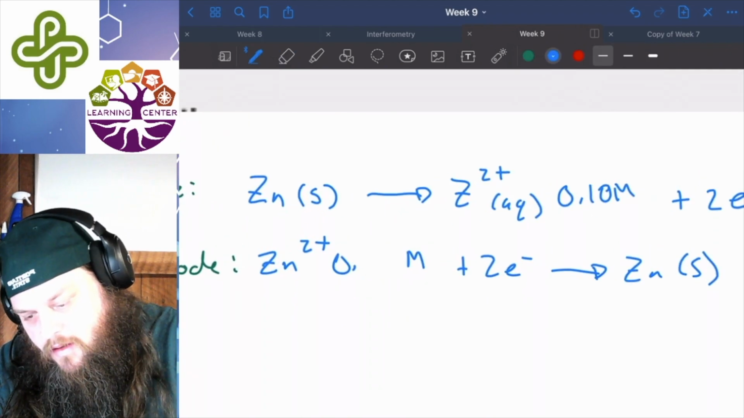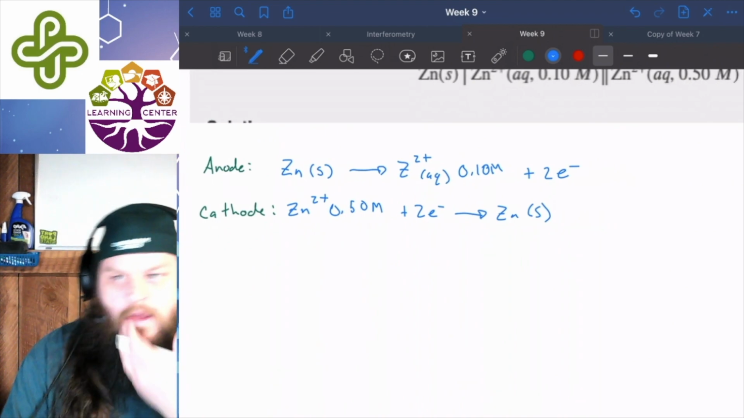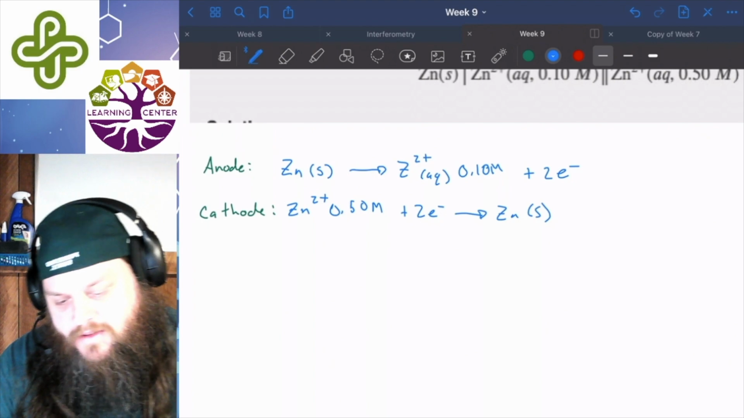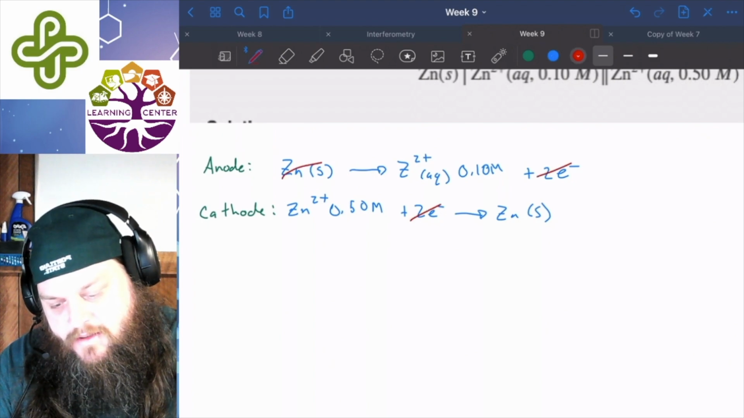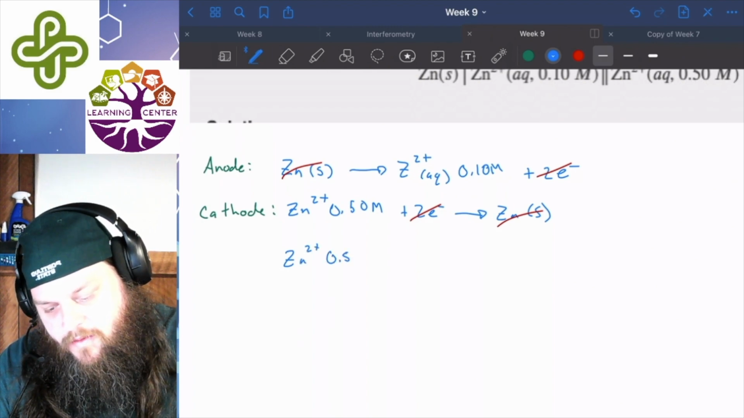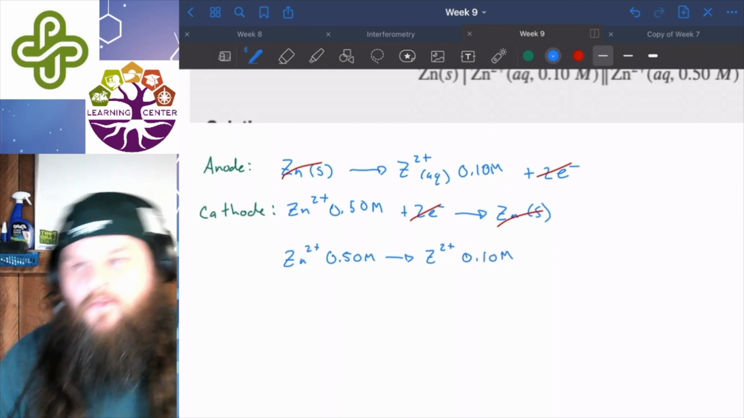Make that look pretty. So by putting those molarities in, when we go to cancel them out, we don't actually cancel the zinc 2 plus, but we can cancel out these and those. And our overall reaction is zinc 2 plus 0.50 molar producing zinc 2 plus 0.10 molar. And all of it's aqueous.